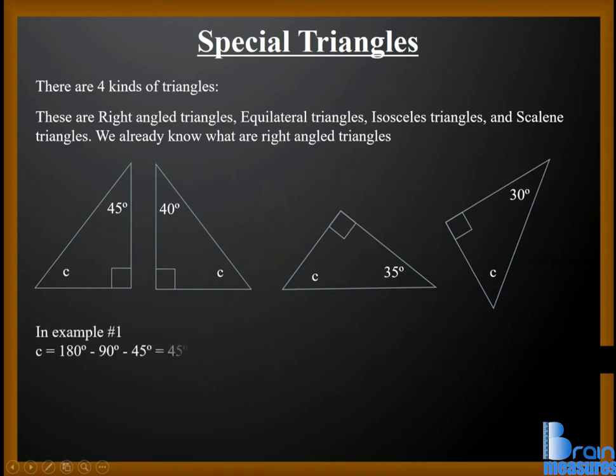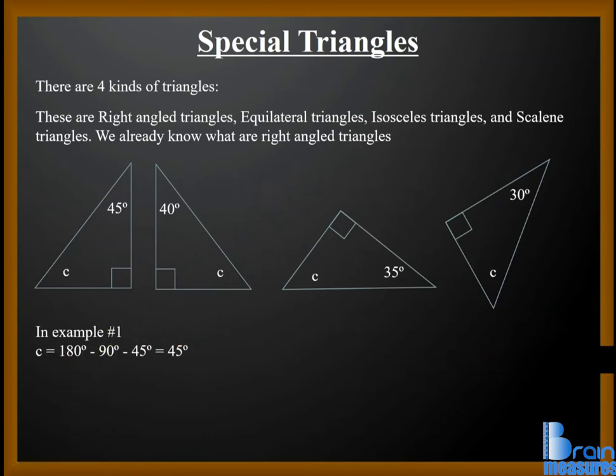So in example 1, which is this one here, we know that the total is 180, this is 90, this is 45, so we can calculate what C is. C equals 45 degrees. Now I want you to go ahead and pause the video and try to do all three of these because I am going to solve them for you right away.